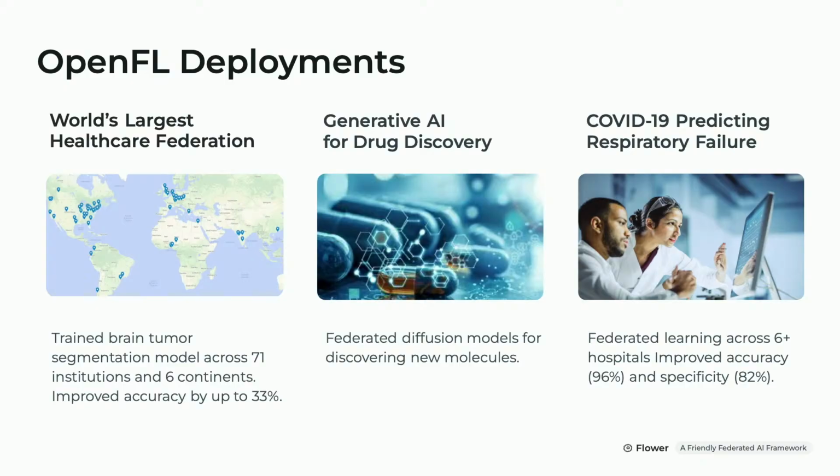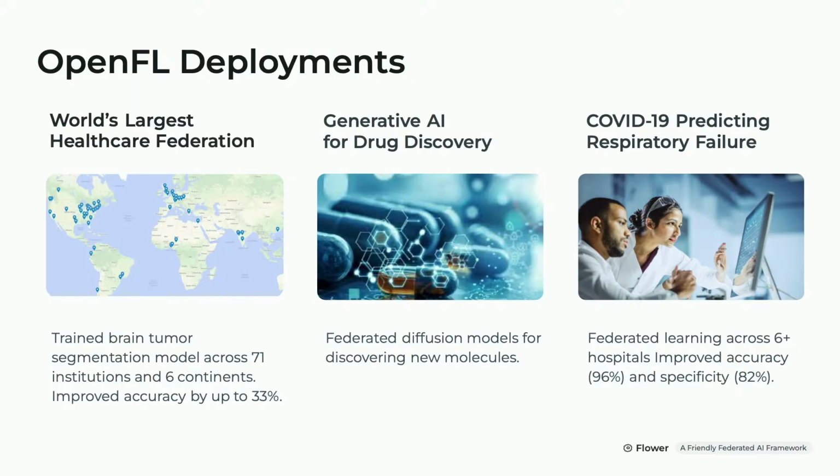OpenFL started in about 2018 as a research collaboration with the University of Pennsylvania, and it was aimed at solving the real-world production challenges of training AI models on private data. In some of the earlier work that Virginia was referencing in the intro slides, on the left side of the screen, one outcome was training a brain tumor segmentation model across 71 healthcare institutions on 6 different continents. This was a major success for federated learning, producing a model that performed 33% better than a model trained on public data alone.